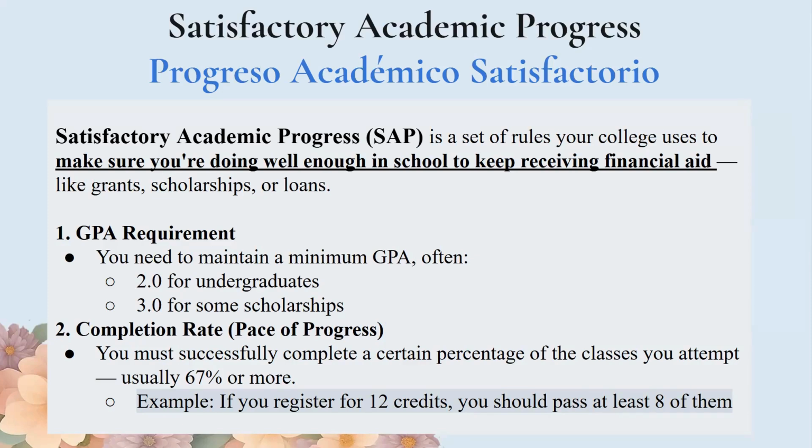Now, most schools have a GPA requirement and a completion rate. The GPA requirement means a student must maintain a minimum GPA of 2.0 for undergraduates, or in some instances 3.0 for some scholarships. The completion rate is where the student must successfully complete a certain percentage of the classes they attempt. So for the classes they are taking that quarter or semester, they have to pass about 67% or more. For example, if you register for 12 credits, you should pass at least 8 of them.